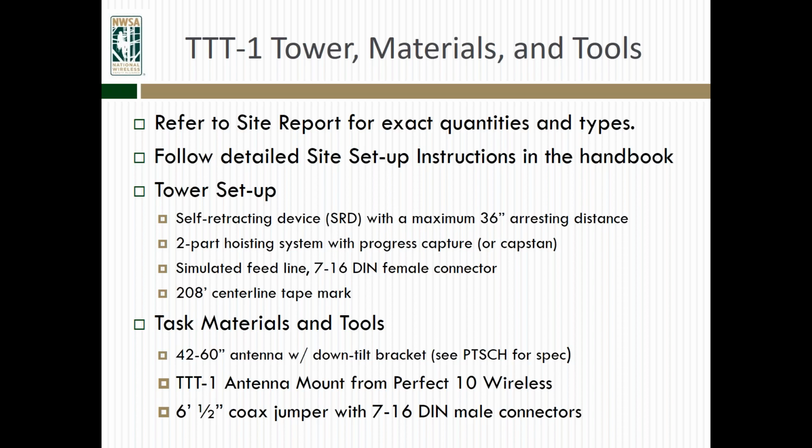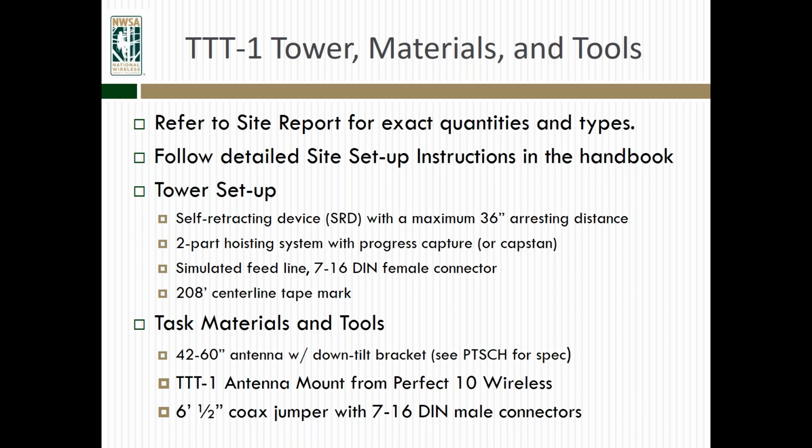Balltech and some others make some small webbing ones with an 11-foot or 15-foot cable or webbing length on them with a 36-inch arresting distance, which are an inexpensive option that work well in the training environment. There are other larger ones that work well. You need to have a 2-part hoisting system with progress capture. So during the Triple T1, the majority of test sites hoist the antenna using a hand hauling system, and the 2-part system makes that easier.